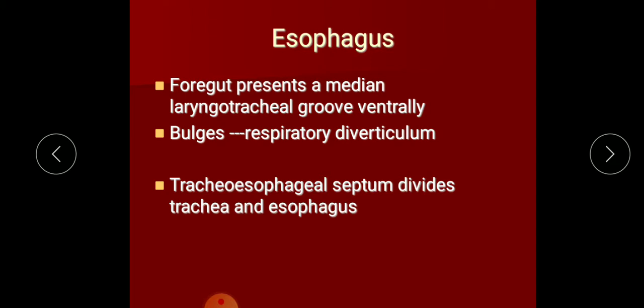What happens if there is an incomplete development of this tracheoesophageal septum? It leads to the clinical condition termed a tracheoesophageal fistula. You know the different varieties of tracheoesophageal fistula, and what causes them is this incomplete development or non-development of the septum.